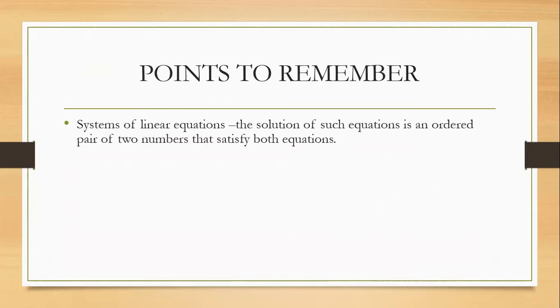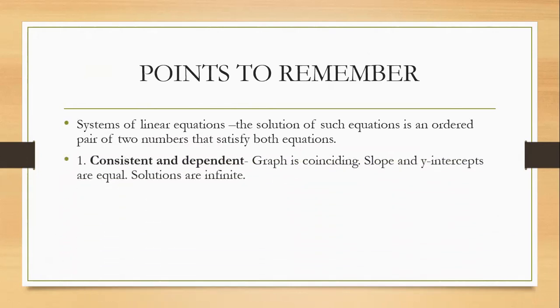For our points to remember, when we say systems of linear equations, the solution of such equations is an ordered pair of two numbers that satisfy both equations. So when we say systems of linear equations, it consists of two equations. There are three types of systems. We have the consistent and dependent, wherein the graphs are coinciding, slopes and y-intercept are equal, and the solutions are infinite. So that's consistent and dependent.